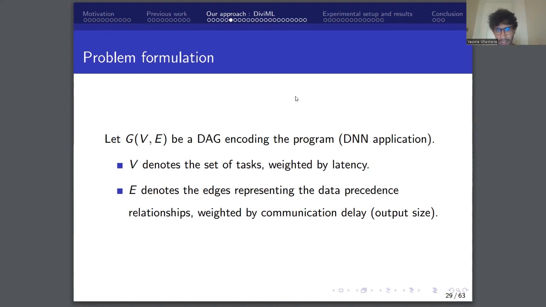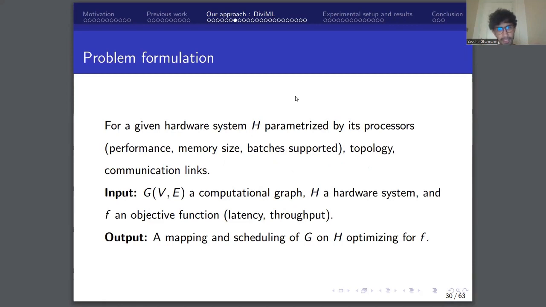Now let's look in more detail at what we mean by a scheduling instance. Let G(V, E) be a DAG encoding our DNN application, V being the set of tasks, E denoting the set of edges representing data precedence relationships. For a given hardware system description and the appropriate objective function that you are targeting, in our case either latency or throughput, we output a mapping schedule of G on H optimizing for the given objective function.